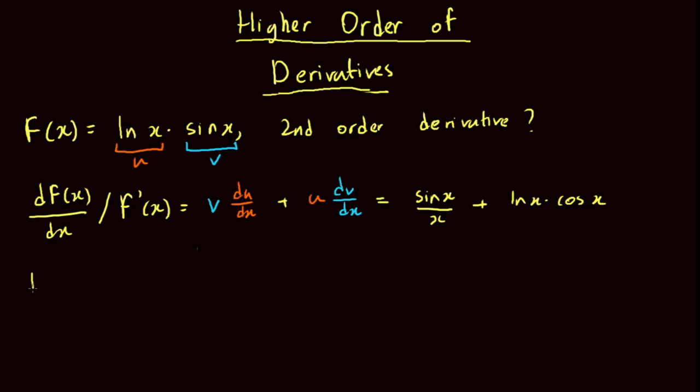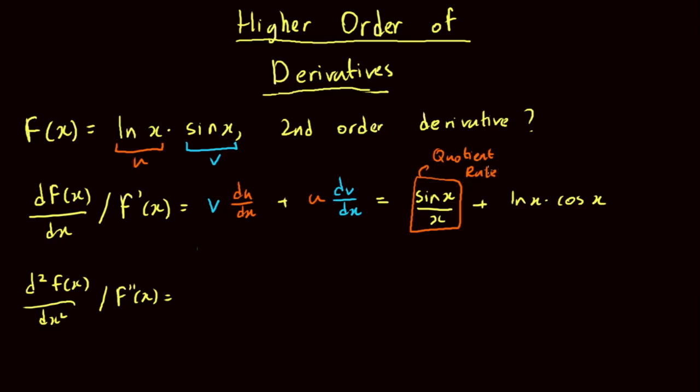Now if you want to find the second order derivative for such a function, d squared f(x) over dx squared, or f double prime x, we have to do some product rule and some quotient rule, because the first term here involves a little bit of quotient rule that we discussed in the previous videos. And this one will also involve a bit of product rule, sorry, not sine rule.